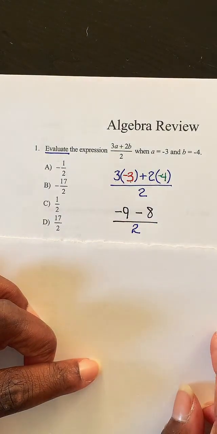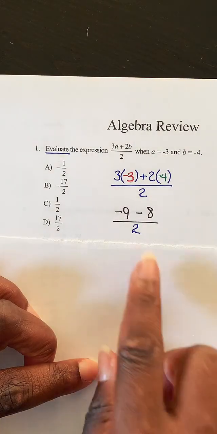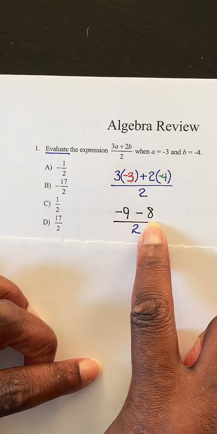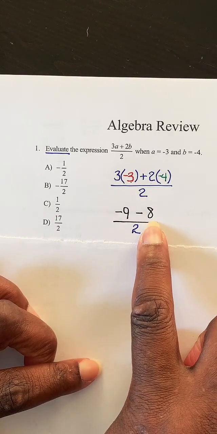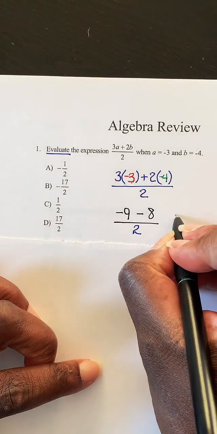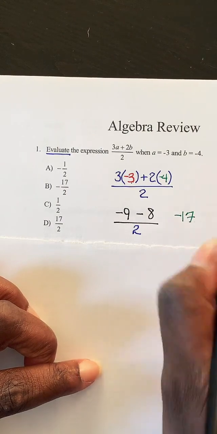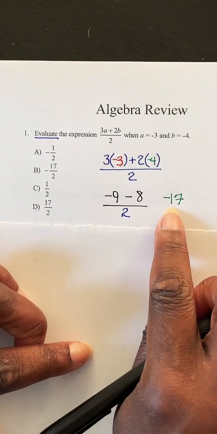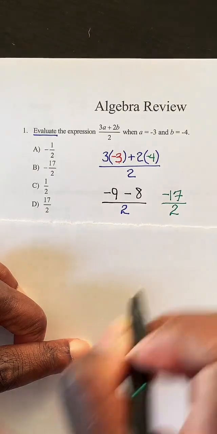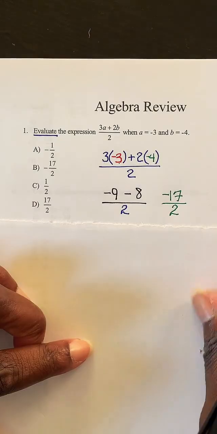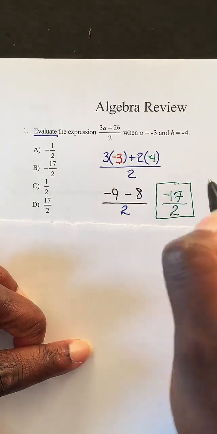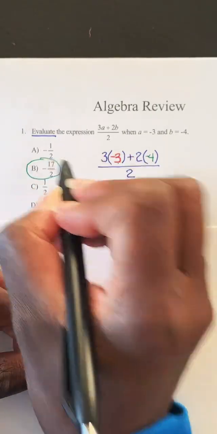Okay, it's not going to be -1. So think about it. You owe me $9. Then, for some sick and twisted reason, I loaned you another $8. So that means I'm out $17. That's how much you owe me. Owing is the negative. And then we put it over the original 2. Okay? So now we don't have anything else to reduce. This is our answer. And our answer is B.